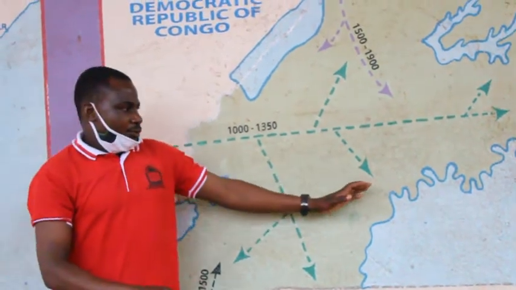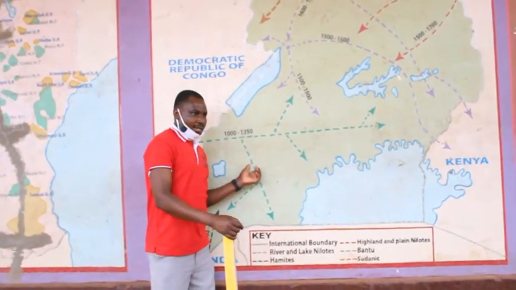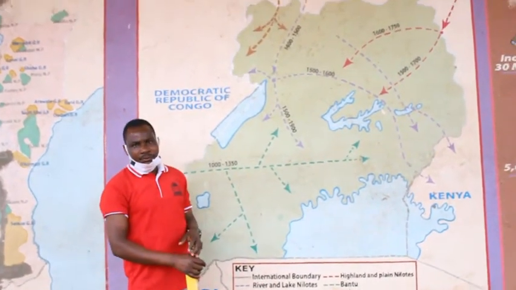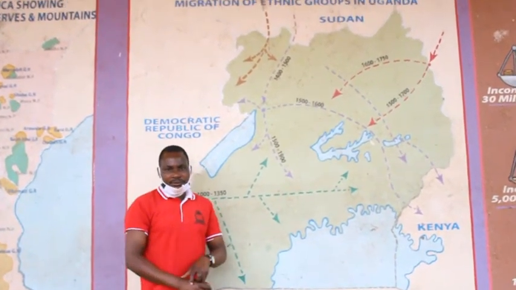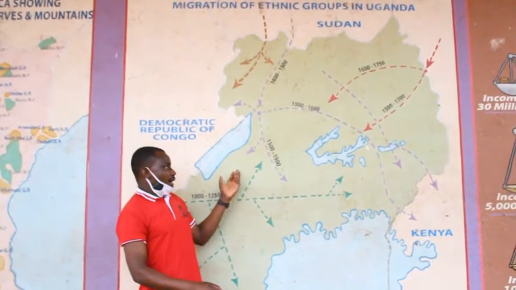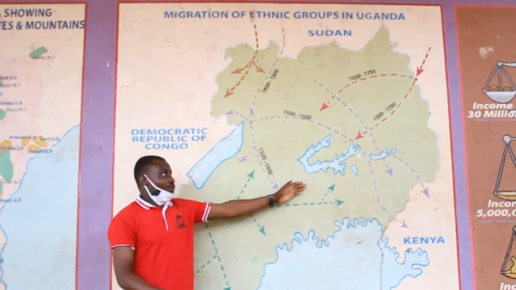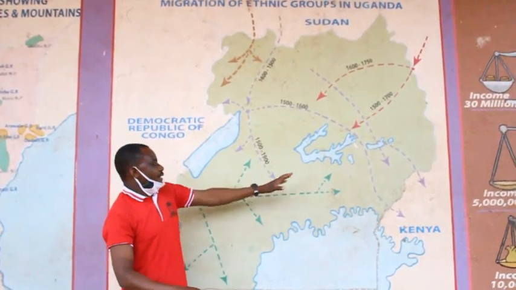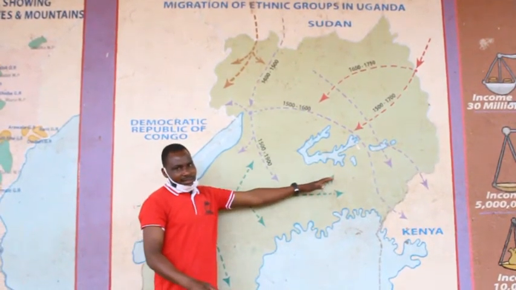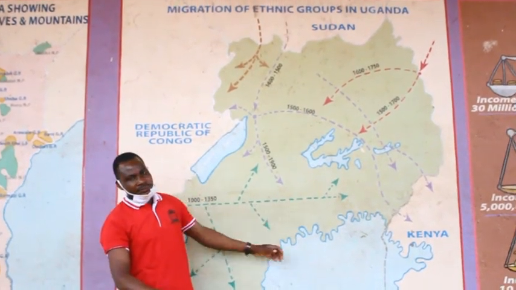So my dear children of primary 4, before I end my lesson, there are some questions that I have set for you. Endeavor to go through them. And also you can try to make a cut out. You sketch this map of Uganda and you also indicate the ethnic groups in Uganda. Then after you send, I'll try to go through and later I'll give you the feedback.